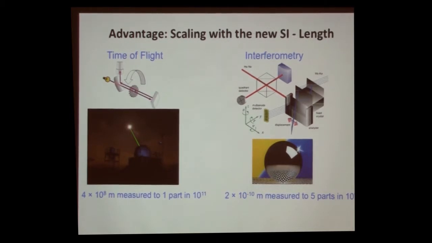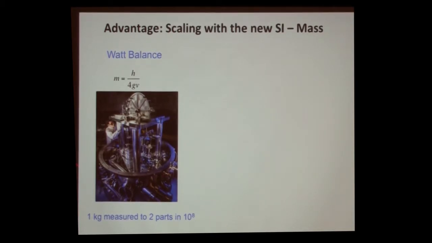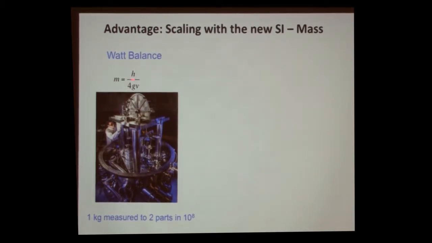So you're scaling 18 orders of magnitude using the exact value of the speed of light, with no uncertainty, as your universal measure. You're not stuck to one value. You're not stuck to, like, 1 kilogram. You use this constant in different equations of physics. I'll get into it a little bit later, but you can use a watt balance to realize a mass from the Planck constant at the kilogram level at 2 parts in 10 to the 8th.